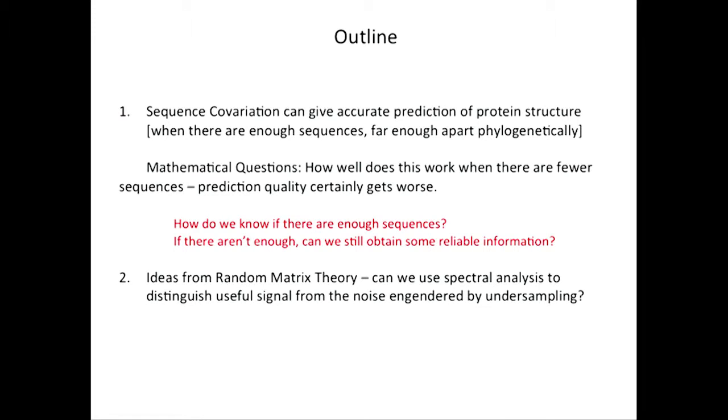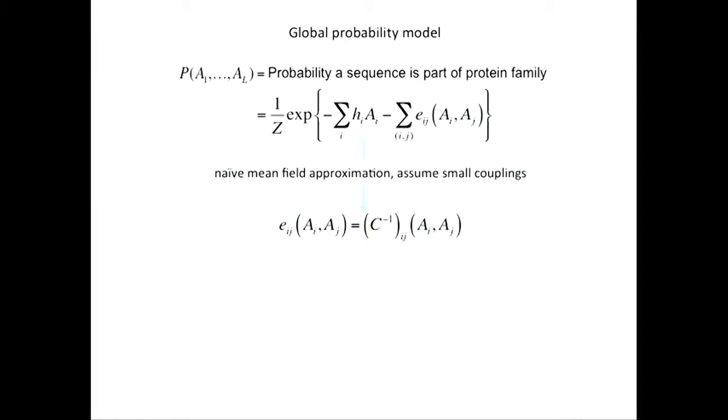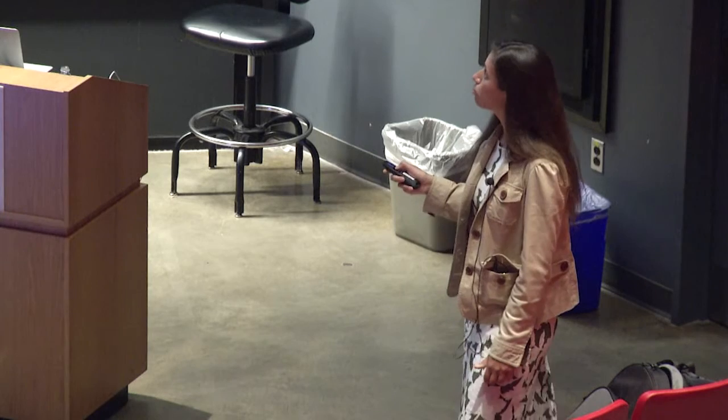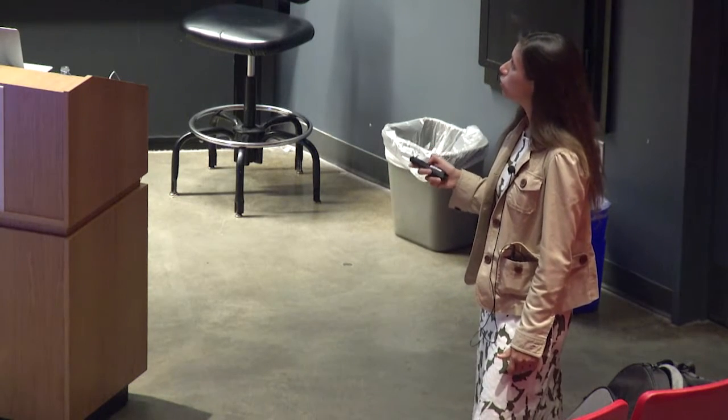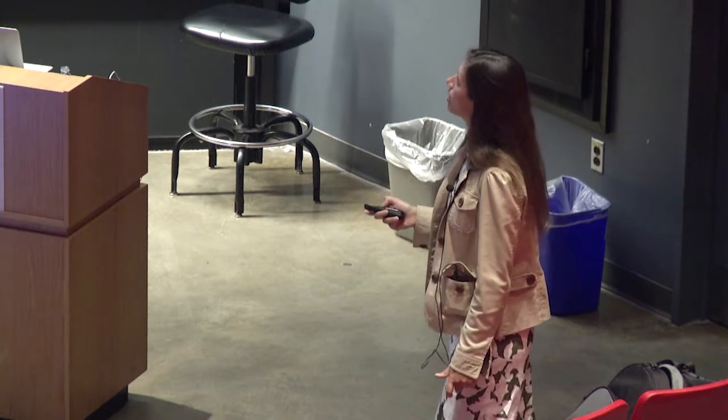Certainly, if there are fewer sequences, the prediction quality gets worse. So I just wanted to remind you that, of course, we are literally trying to find these parameters. We're making this approximation when we find these parameters, and I think it's a very rough approximation. It's not really clear how well it works at all, and I think Simona in the next talk will talk a little bit more about methods to improve this approximation or do a better job of fitting these parameters.